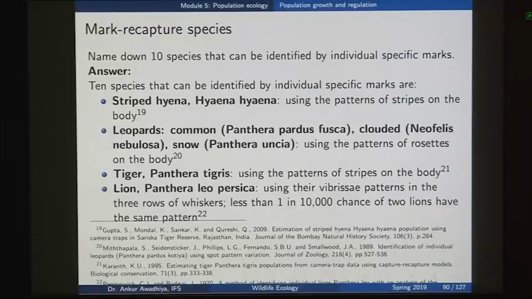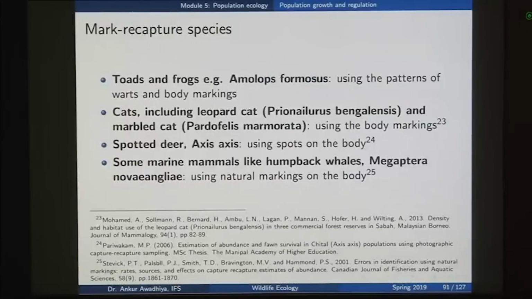So, you have hyenas, you have leopards. In the case of leopards, clouded leopards, snow leopards, they all have different patterns of rosette in their body. Tigers, you can identify a tiger using its stripes. Every tiger has a different stripe. Lions, in the case of lions, you can look at their whiskers, and their whiskers have a specific pattern that is specific for every individual.